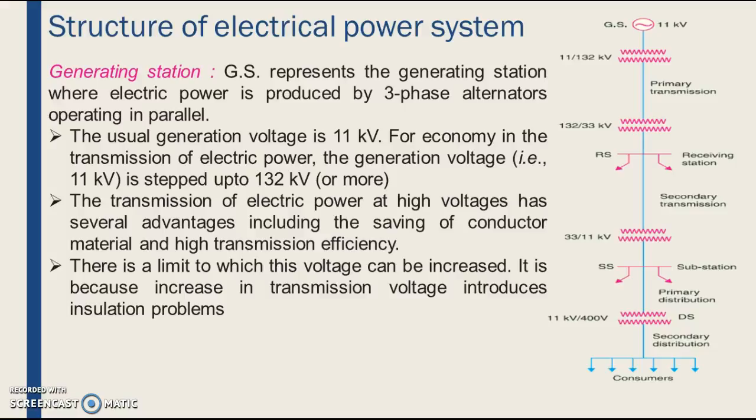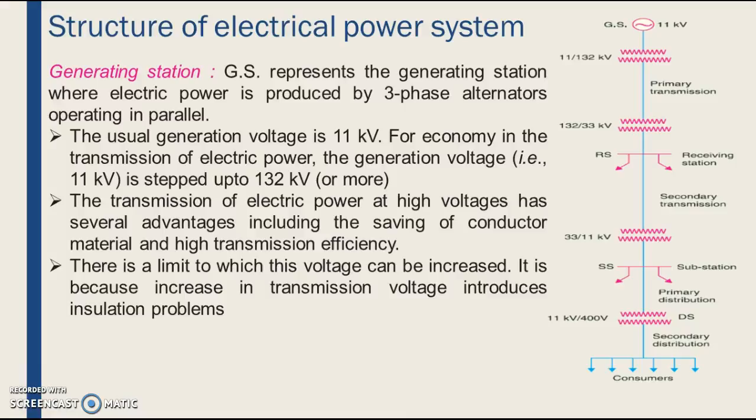The usual generation voltage is 11 kV. For the economy of transmission of electric power, the generator voltage is stepped up to 132 kV, even up to 600 kV. The transmission of electrical power at high voltages has several advantages, including the saving of conductor material and high transmission efficiency. There is a limit to which this voltage can be increased, because increase in transmission voltage introduces insulation problems.